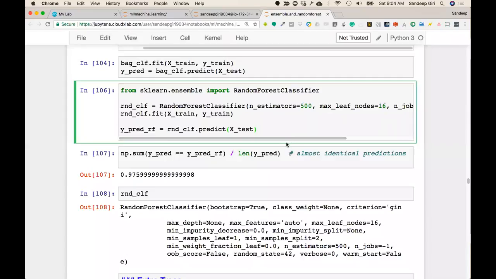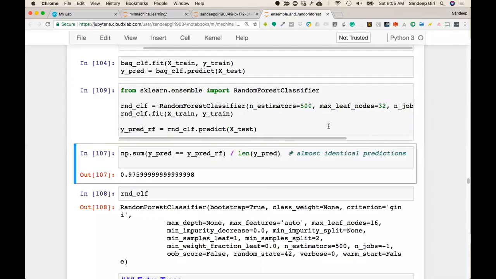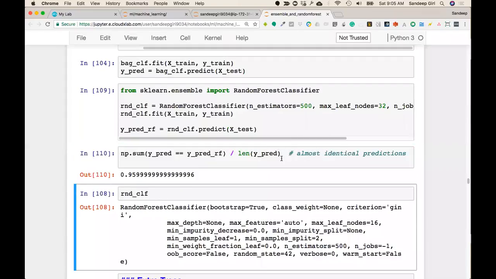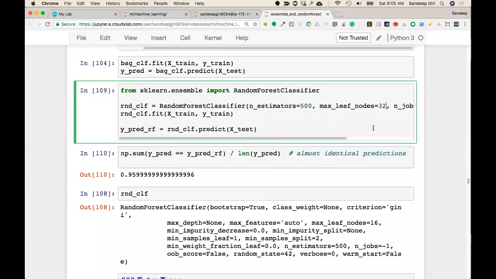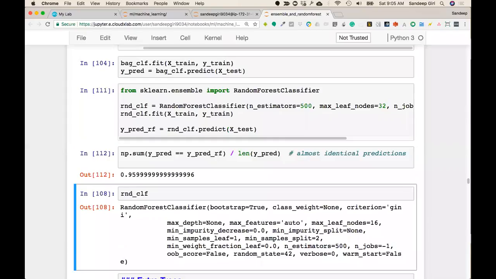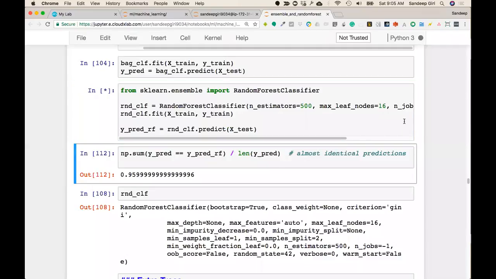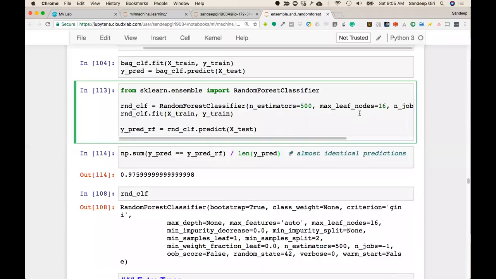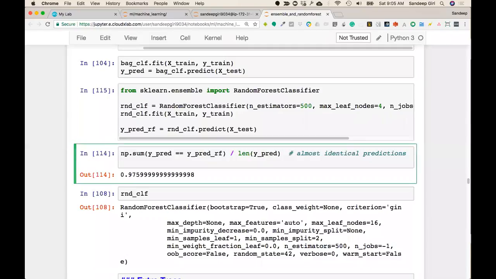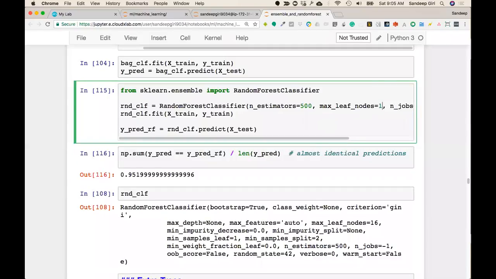A question from Vidya is, why not 8? You could try both. Why not 32, for example? If it's 32, it's going to take a long time. Now the accuracy has dropped if you have max leaf nodes as 32. It has started to overfit. When you keep bringing it down, it'll start to underfit, and then also the accuracy is dropping. You can see that.